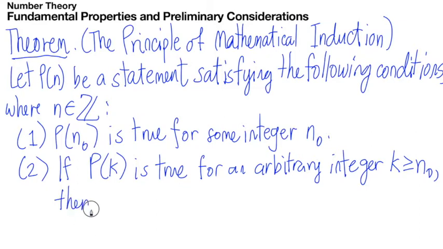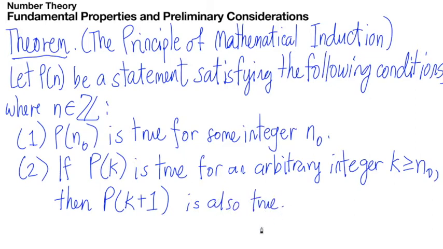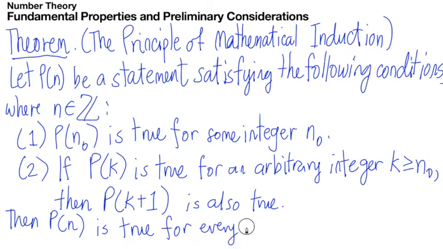then P of k plus 1 is also true. If these two conditions are met, then we can say that P sub n is true for every integer n which is at least n sub 0.